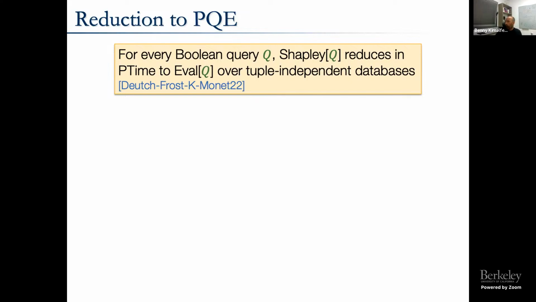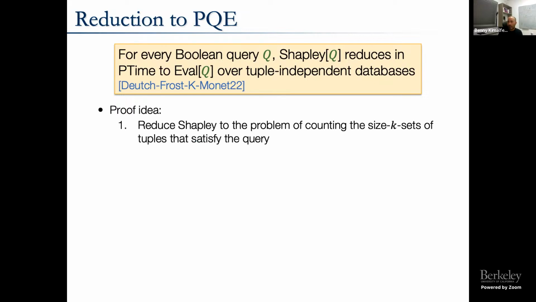For every Boolean query Q, Shapley of Q is polynomial time reducible to the evaluation of Q over tuple-independent databases. The proof idea is a structure that we see frequently in Shapley values and probabilistic databases. First, we reduce the Shapley value to the problem of counting the number of sets of size k that satisfy the query. Daniel mentioned that.